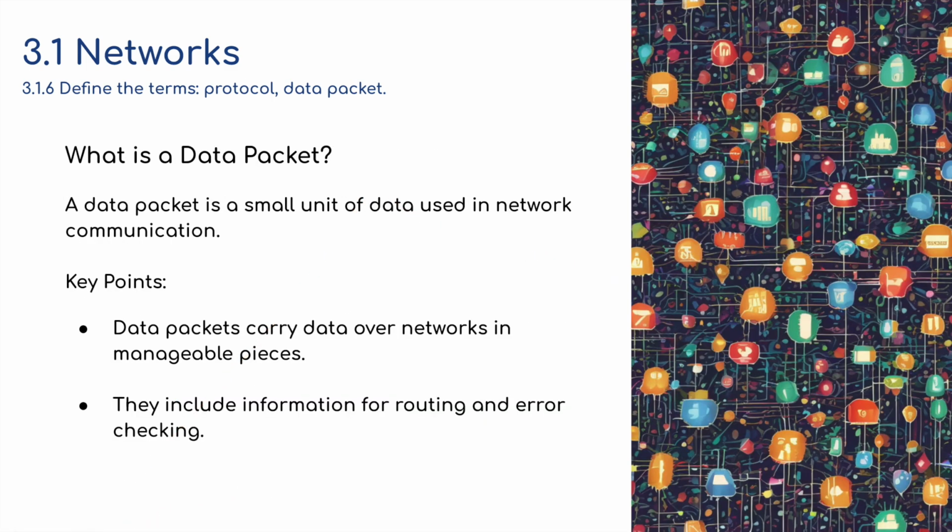And then we've got data packets. So a data packet, what is a data packet? This is sort of an obscure, abstract version of data packets. A data packet is a small unit of data used in network communication. Data packets carry data over networks in manageable pieces. They include information for routing and error checking.